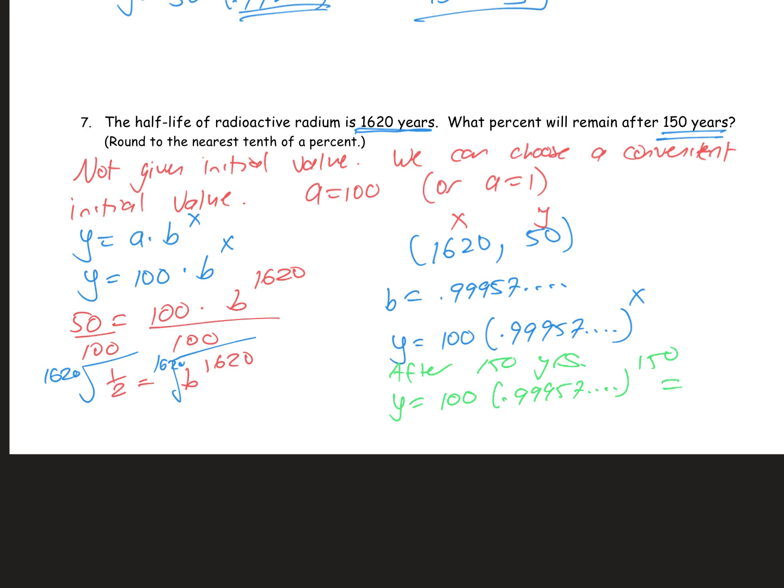And this is going to give us 93.8. We know that's the percentage because we started with 100. So there will be 93.8% remaining after 150 years.